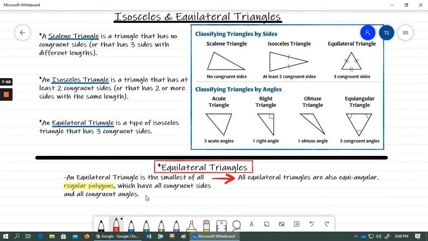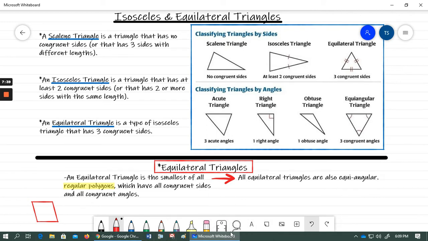So again, we've got the smallest type of polygon, which is a triangle, and a regular triangle would be your equilateral triangle, which has all three sides that are congruent and all three angles that are congruent. So your equilateral triangle is a regular triangle, okay? We refer to it as a regular polygon or a regular triangle because it has all congruent sides and all congruent angles. The same way, folks, that a square would be considered a regular quadrilateral.